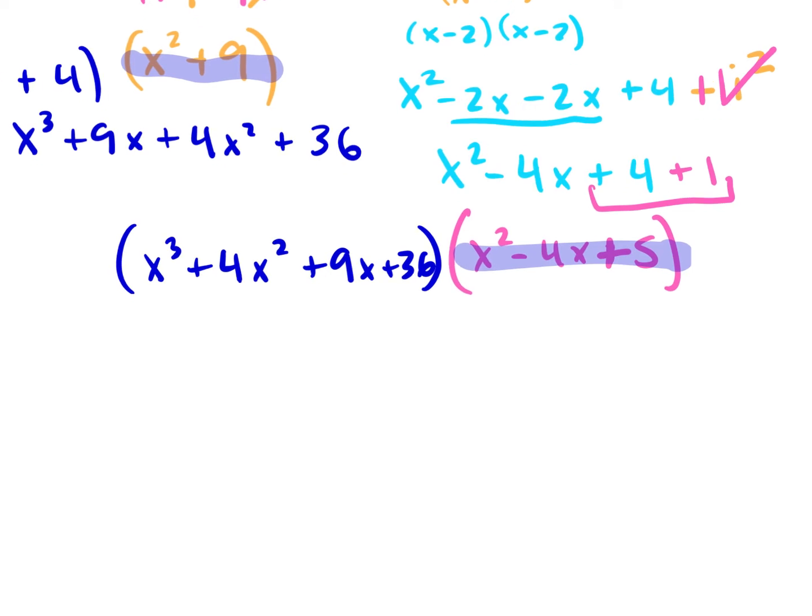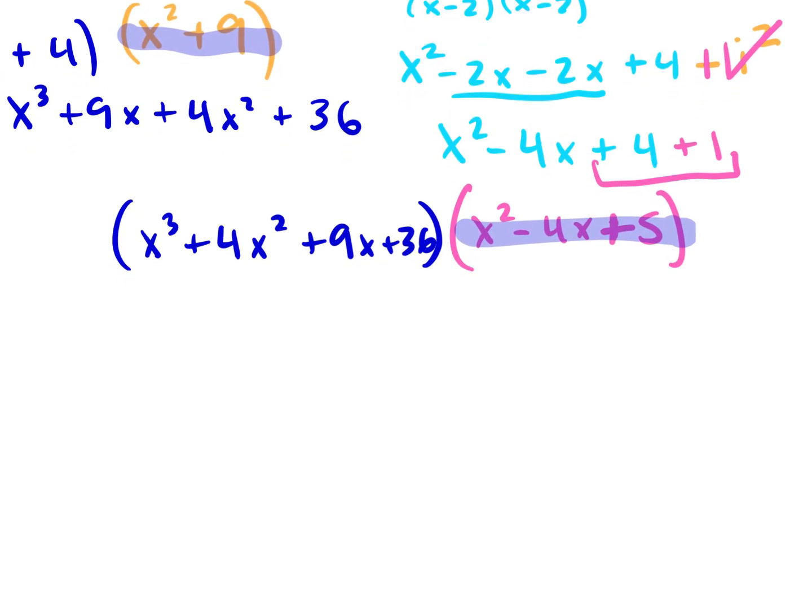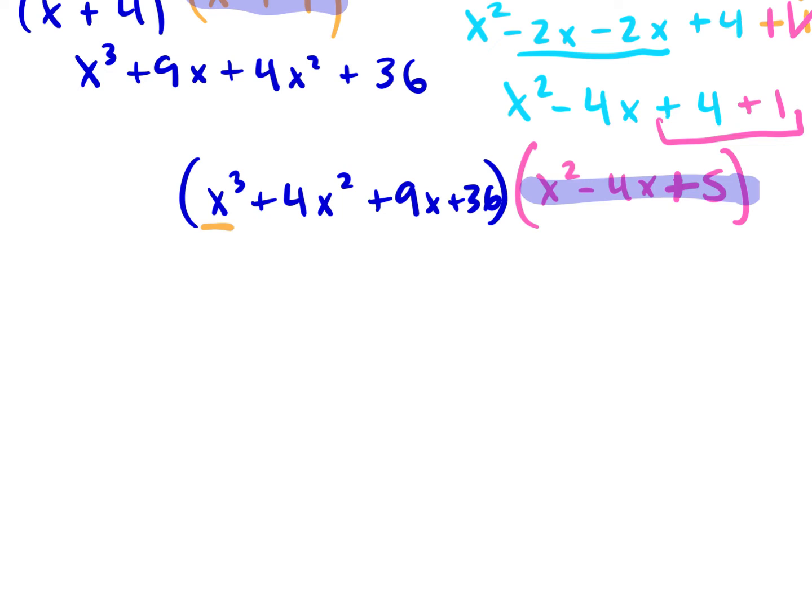So now we have to multiply both of these. We still FOIL, but it's heavy duty foiling here. Just make sure everything in your first parentheses gets multiplied to everything in the second. So if I start with x cubed, I have x cubed times x squared, which would be x to the fifth power. Then x cubed times negative 4x would be negative 4x to the fourth power. And then x cubed times 5 would be 5x cubed.